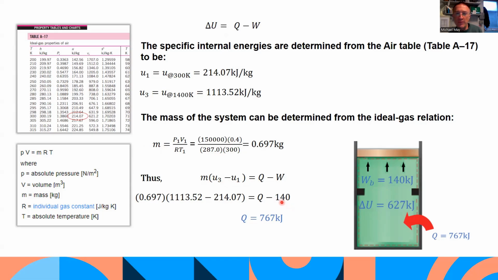We have the work done, which was positive. And when we put that into the classic version of the first law, it works out to be 767 kilojoules is the heat that was added into the system to make that happen. So we've 767 going in, we've 140 going out in the form of work. So we have 627 left there in the system.